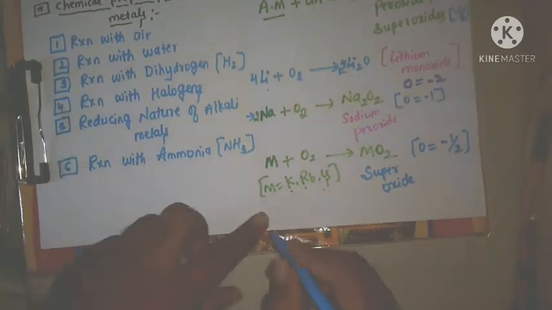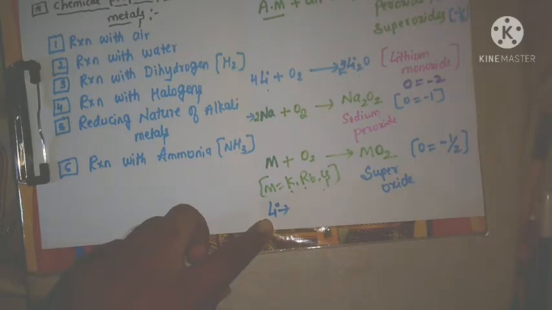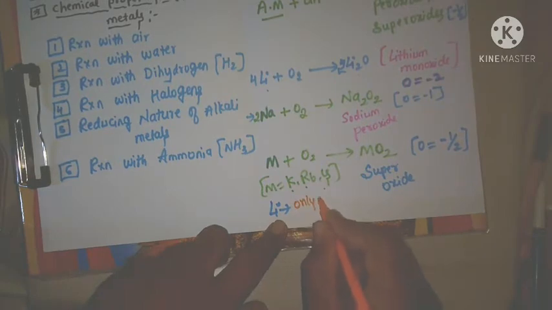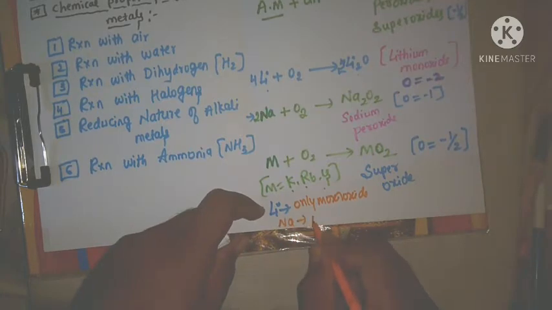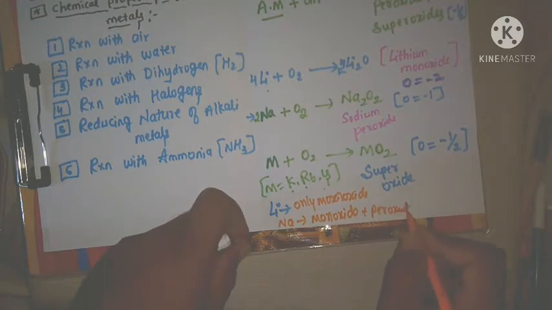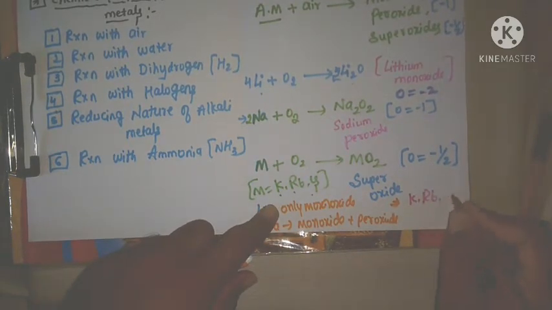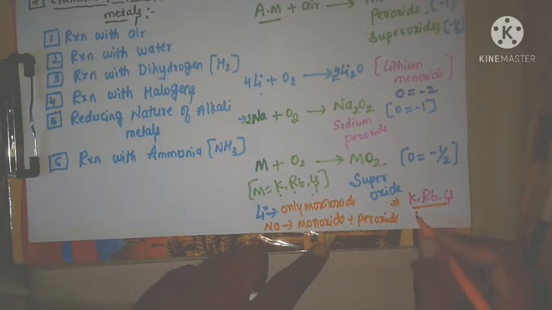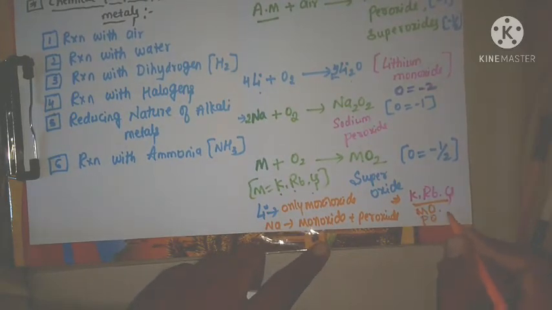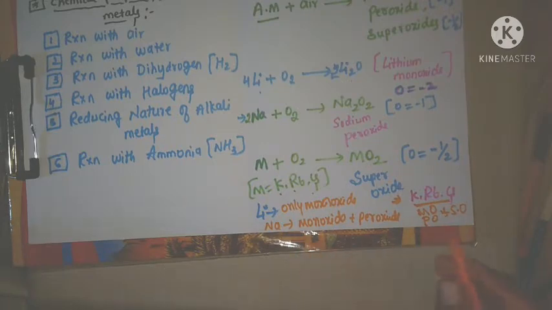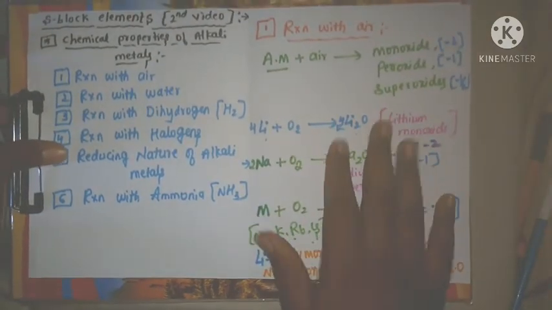I am writing here: lithium forms only monoxide, whereas sodium forms monoxide as well as peroxide, whereas these three, potassium, rubidium, and cesium, can form monoxide, peroxide, and also superoxides. This is the main point. Now this is the reaction with the air. Over. Next we will go for the second one.